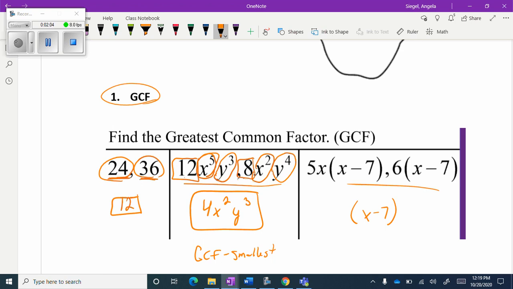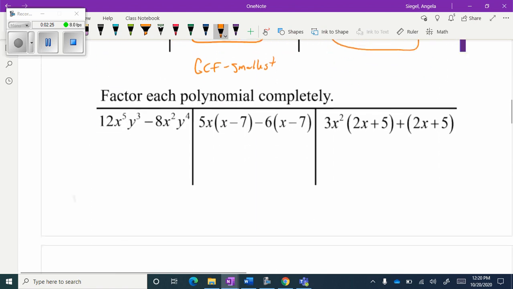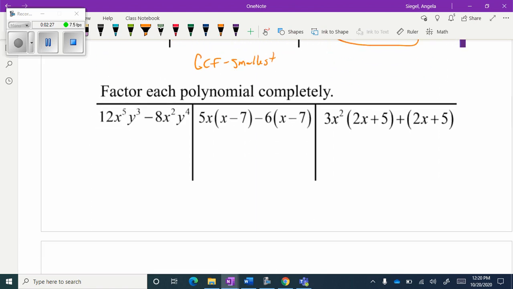Okay, this one, we have 5x and we have 6. Nothing will go into either of those. So the only thing that goes into this and this as a whole is x minus 7. It's a little bit different way than maybe what you're used to, but that's finding the GCF. So I want you to use those techniques to go ahead and factor each of these polynomials.